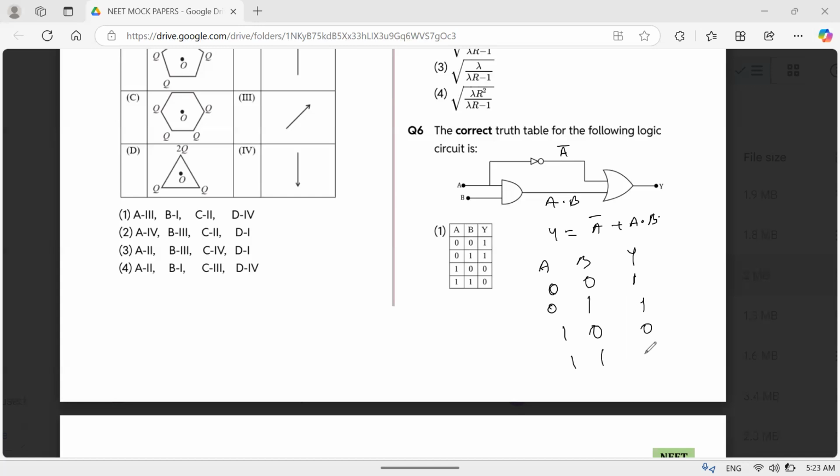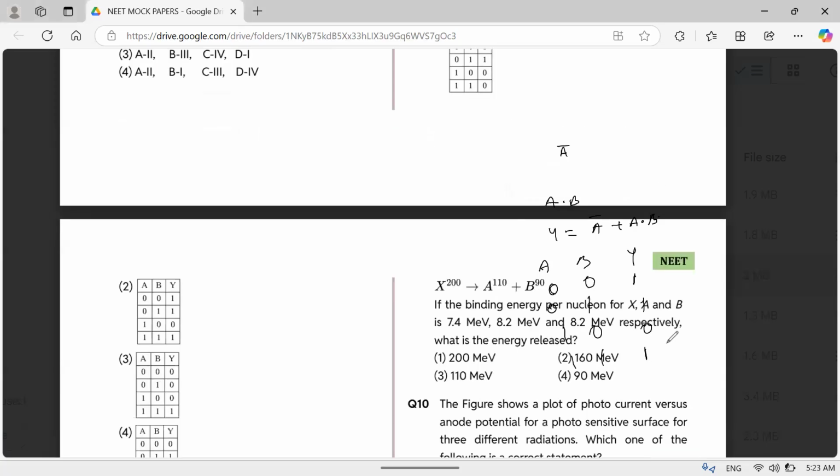How much better? 1 only. Yes, sir. Isn't it? Will be 1. So 1101. What is the option I can write? Second one. Done? Sure. Next question.